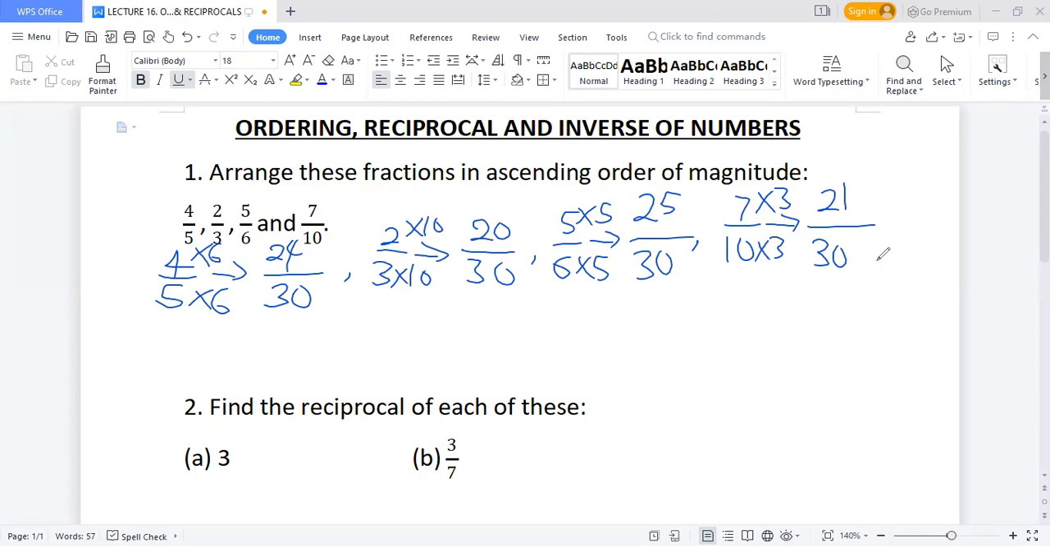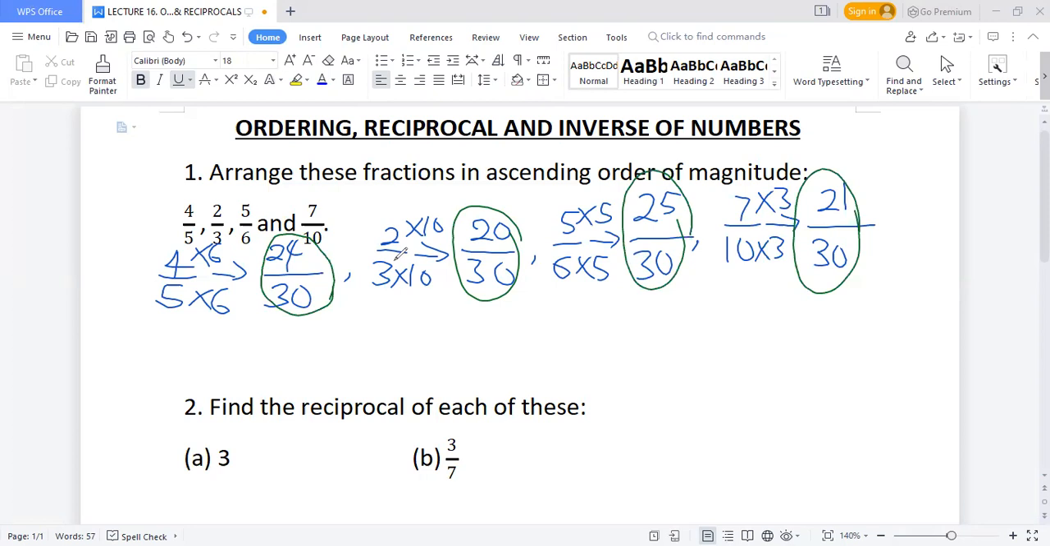So in this case, we can see now the smallest, if we want to arrange this. The first one gave us this, the second one gave us this, the third one gave us this, and the fourth one gave us this. So this one means 24 out of 30, this one means 20 out of 30, 25 out of 30, then 21 out of 30. That means the smallest, if you look at the numerator, is 20. The smallest is 20, and which one transformed into 20 over 30? It was 2 over 3.